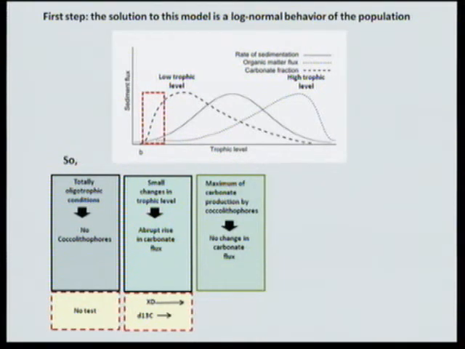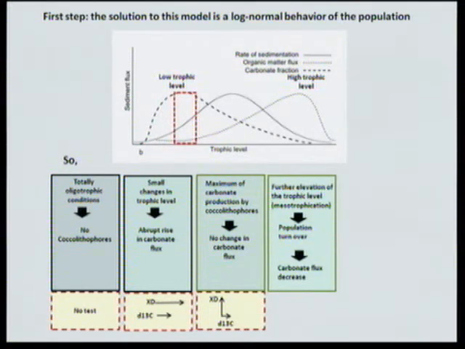Let us produce more trophic level. The maximum of carbonate production of coccolithophores is reached, but there is no change in carbonate flux. So these vectors should be indifferent. They don't care about each other anymore. And we are here. Further elevation of the trophic level, mesotrophication, will lead to population turnover. The carbonate flux will decrease, and then the relation will be the opposite. More XD, less delta C13.